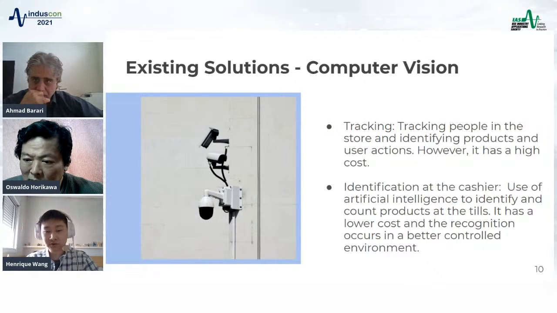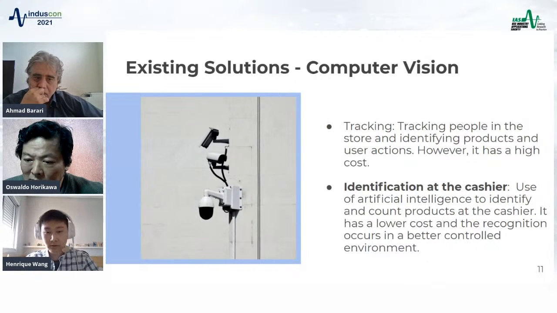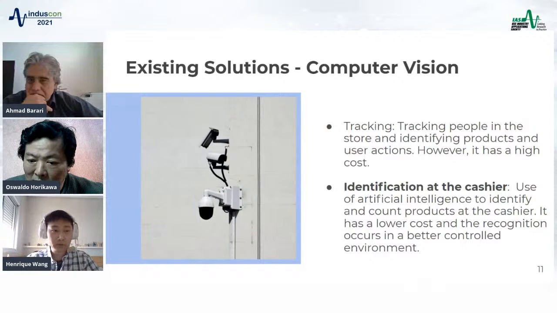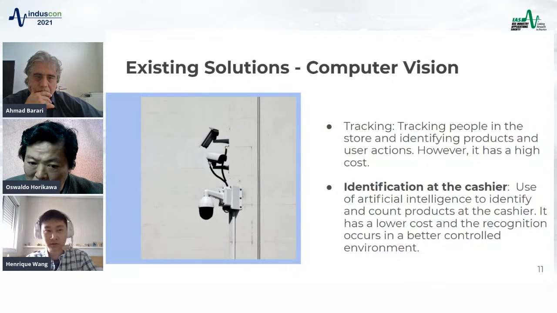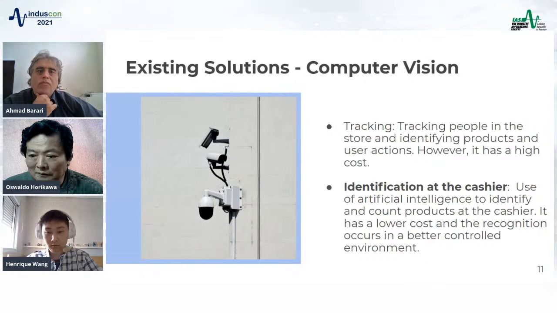And there is the identification cashier, that's our solution, where we use artificial intelligence to identify and count the products at the cashier. We tried to apply computer vision and compared the results with different models. The one that had the best results was YOLOv4. So that's the reason we chose to use this neural network. Thank you.